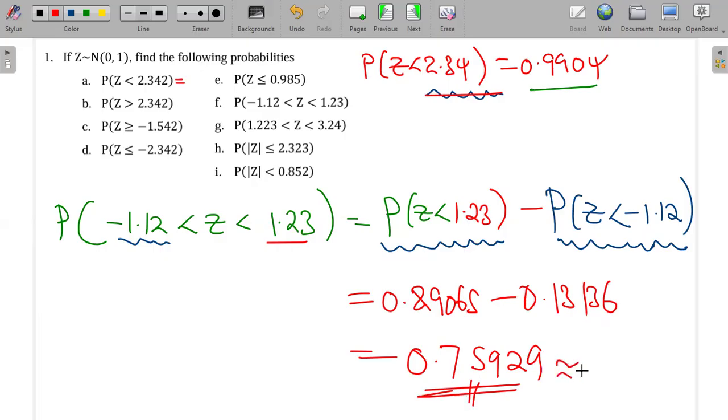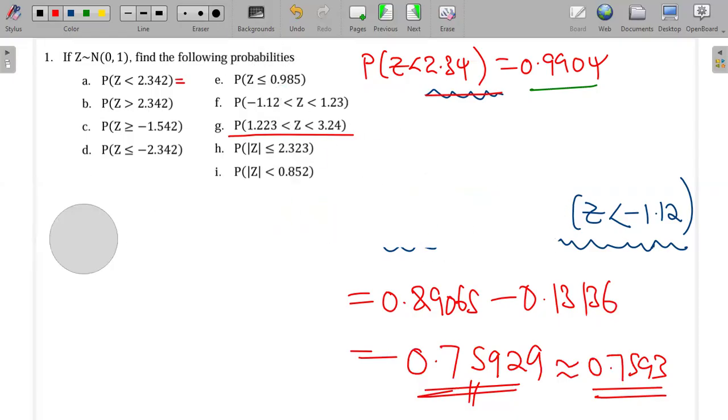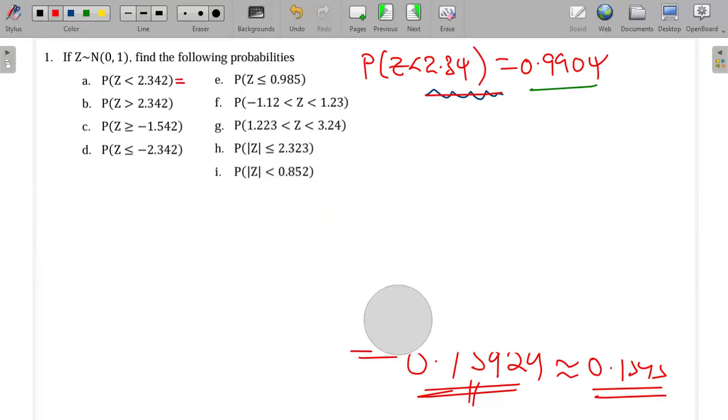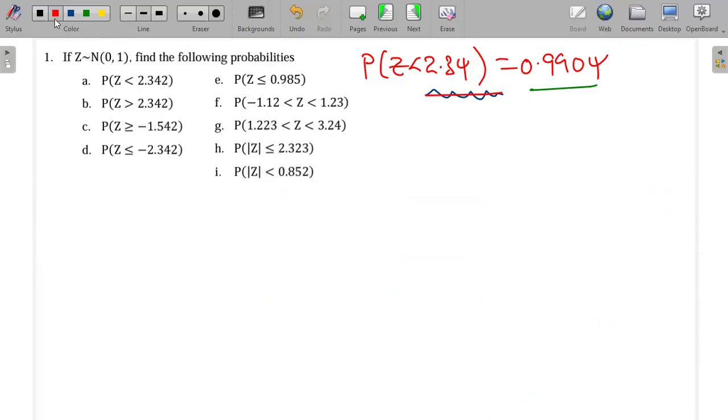We can even round it off to 4 decimal places to be 0.7593. We're done. Even here, we are going to apply the same thing that we did before. But here we have both positive Z scores, so we're just going to use one table for the positive values.